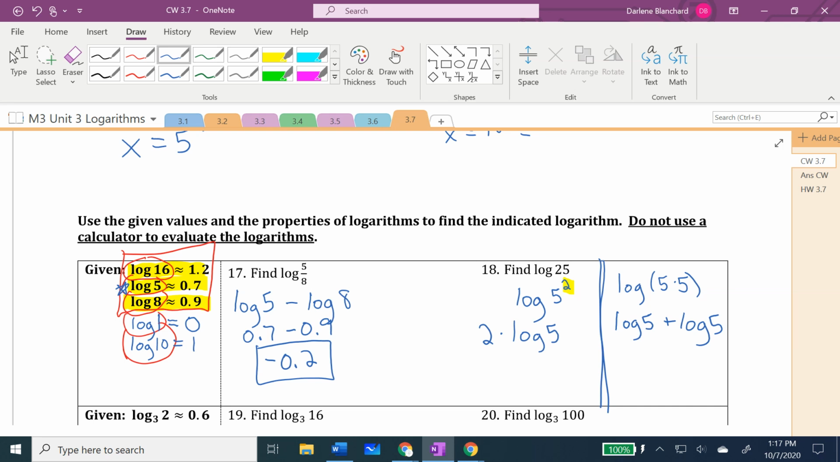And you should end up getting 1.4. Either way, you're going to end up with 1.4. Okay? Why isn't it 0.14? Because I can't, wait, hold on. It might be because I can't multiply. Yes, tell your parents, my math teacher can't multiply.